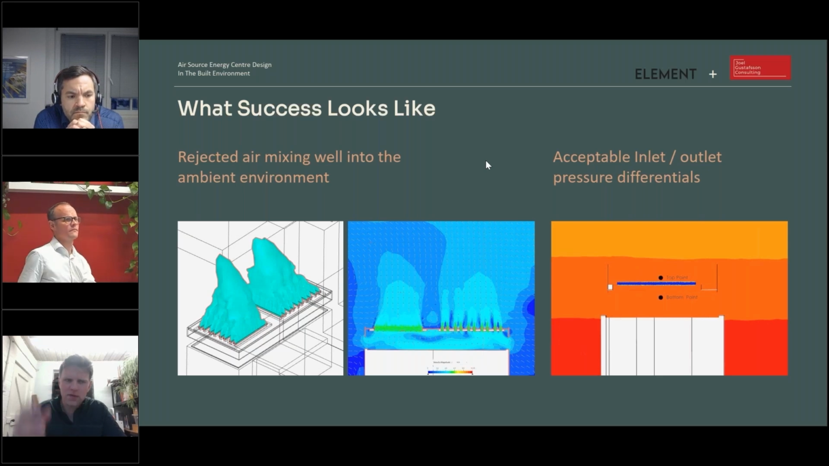So first and foremost, the rejected air is mixing well into the ambient environment. We want to see these plumes rising vertically. Occasionally we're jetting downwards with the fans. However, more often than not, we're jetting up into the atmosphere. So mixing, despite jetting up or jetting down, is what we're looking for.